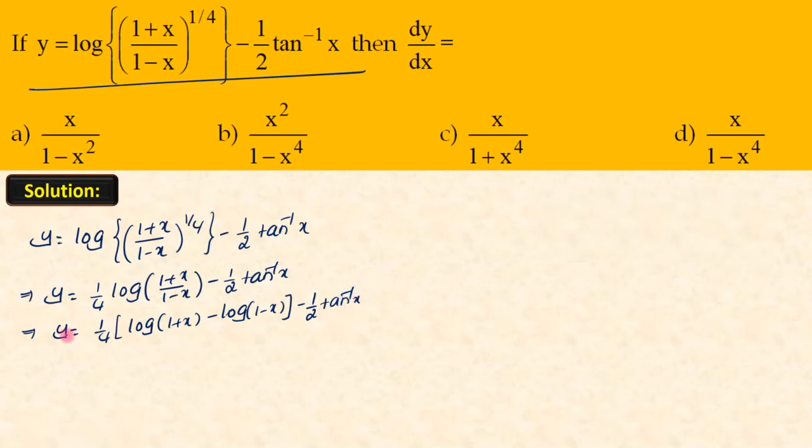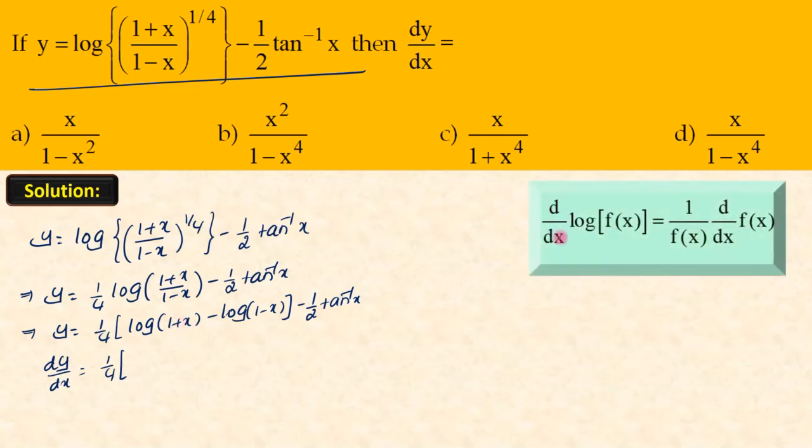Now differentiating with respect to x on both sides, we get dy by dx is equals to, here 1 by 4 is constant. Here differentiation of log of 1 plus x, it is in the form of d by dx of log of f of x. So differentiation of log f of x is 1 by f of x, that is 1 by 1 plus x, into d by dx of f of x, that is differentiation of 1 plus x.